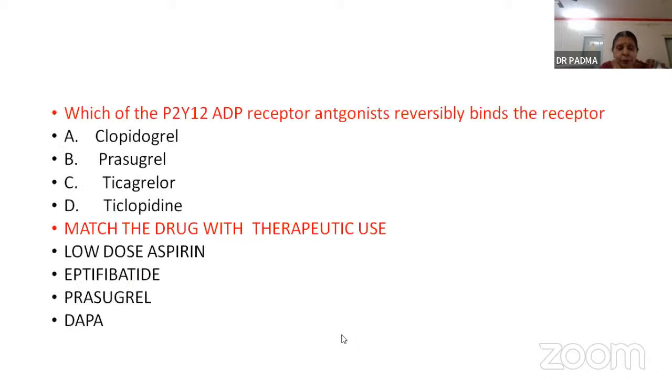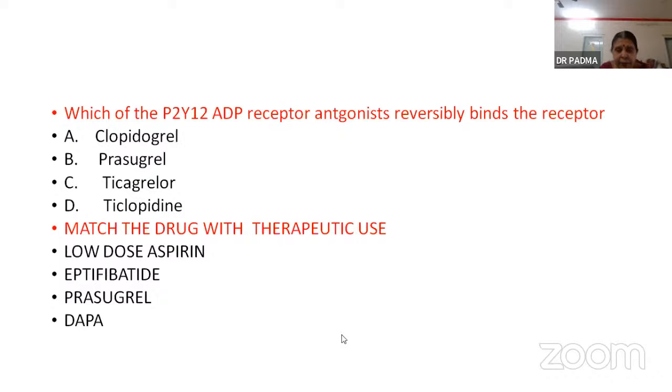Which of the P2Y12 ADP receptor antagonists reversibly binds to the receptor? So, we are talking about antiplatelet agents. They are of three types. One is the normal one that we use, low dose aspirin. The second one, most often we use clopidogrel, but the others also have taken a role today. And third one, exclusively in ICUs, that is the GP2B3A receptor antagonist, where it is only by IV infusion. So three varieties are there.